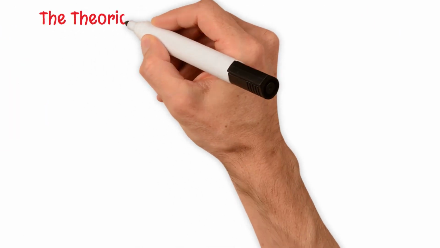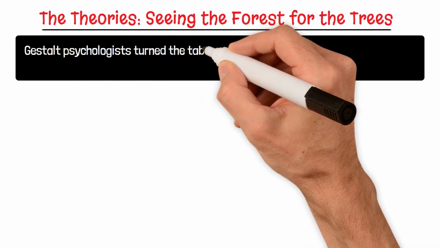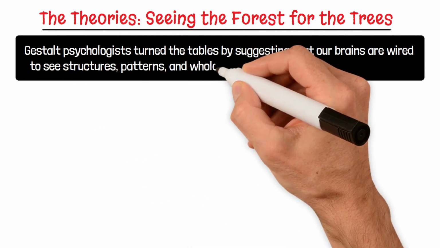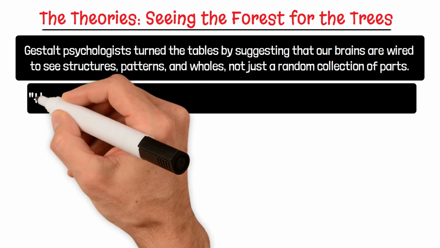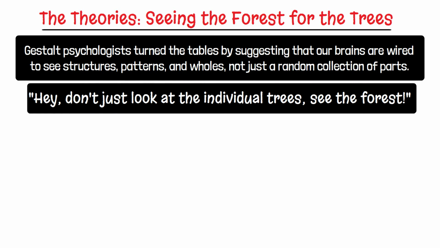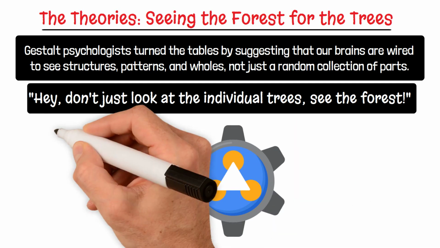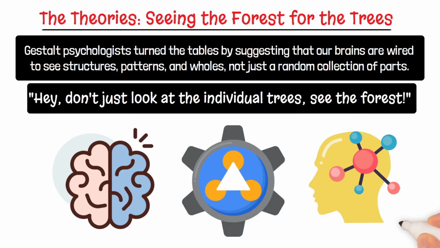The theories: seeing the forest for the trees. Gestalt psychologists turned the tables by suggesting that our brains are wired to see structures, patterns, and wholes, not just a random collection of parts. This was like saying, hey, don't just look at the individual trees, see the forest. They introduced principles of perceptual organization, how we group things in our minds, which are now the bread and butter of any introductory psychology course.